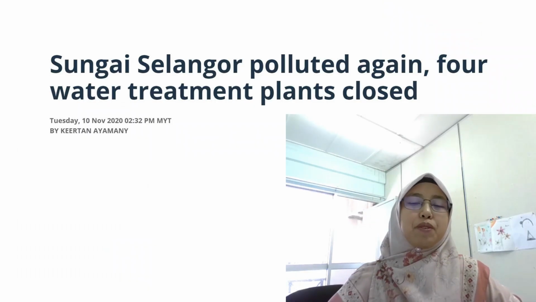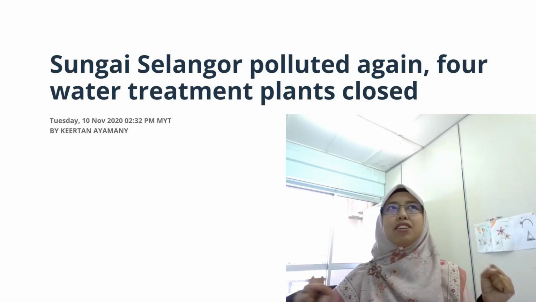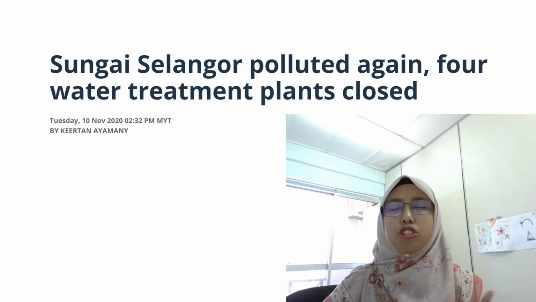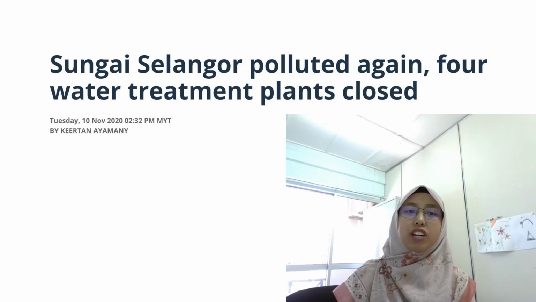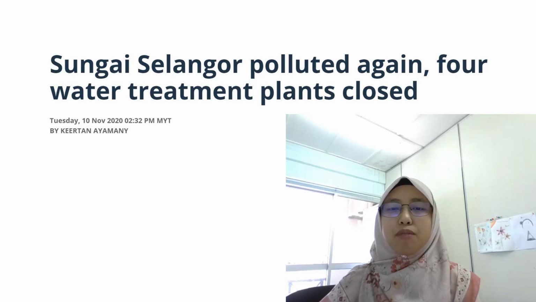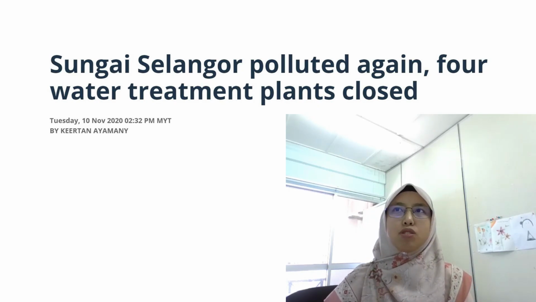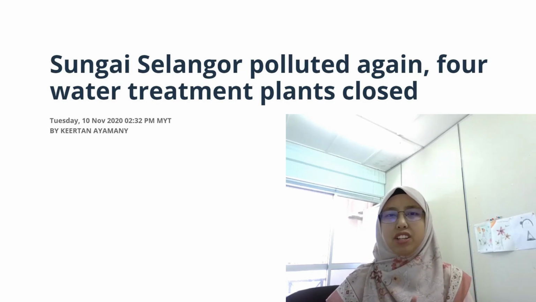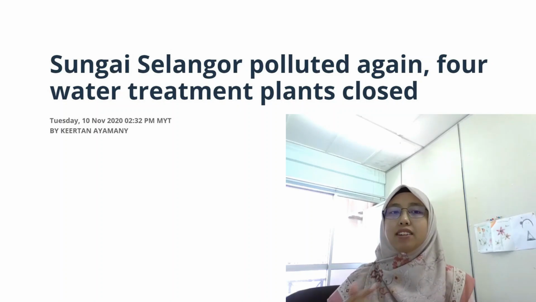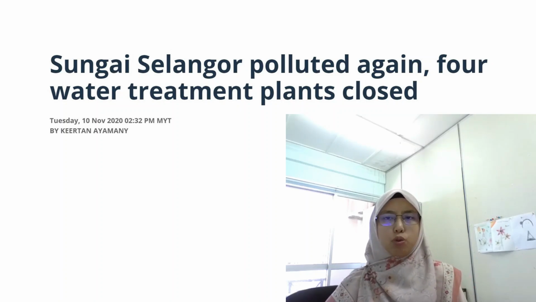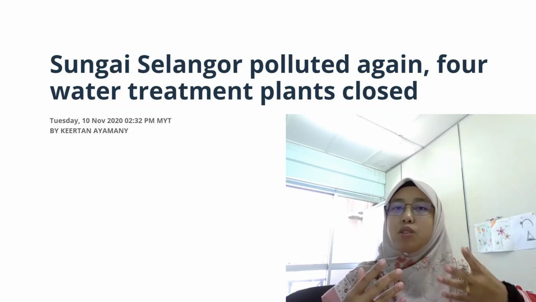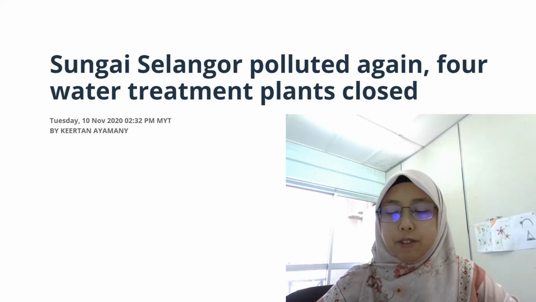Now, what occurs in Malaysia? Do you ever hear that every year there is some water pollution, river pollution, and most of it occurs in Sungai Selangor? Because near Sungai Selangor, there are lots of factories and they pollute again and again. And in 2020, four water treatment plants were closed due to river pollution.